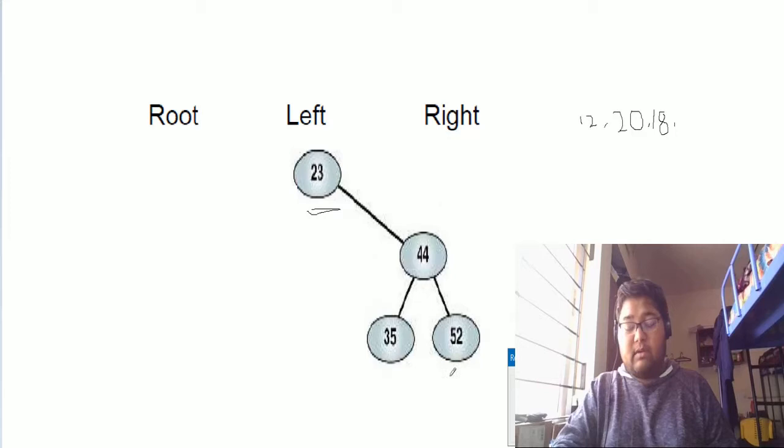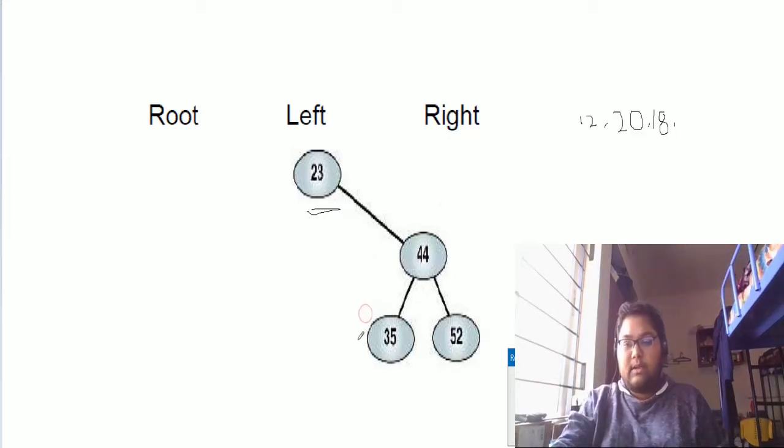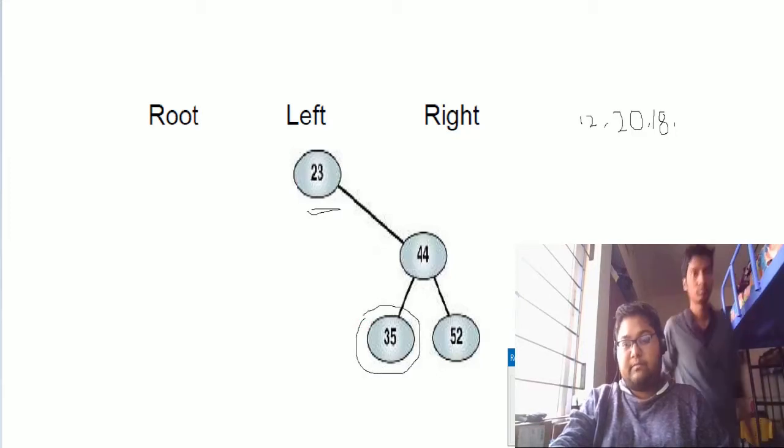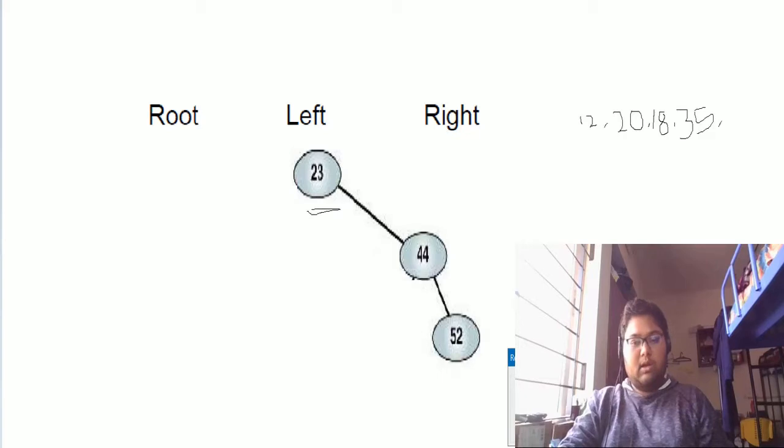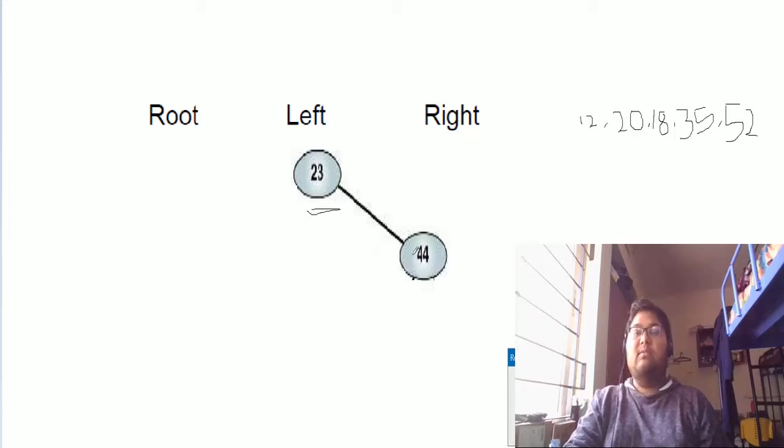So the next one we go to is 35. As you can see, 35 is a leaf. So now we can remove it. Let me remove that. So now 35 is gone. So next 52 can also be considered as a leaf. So we can remove this leaf too. So now 44 can also be considered as a leaf. But after 44 is removed, only 23 will be left. So first 44, then 23. So you can check by rewinding the video that the series will match perfectly. Okay, that's it.